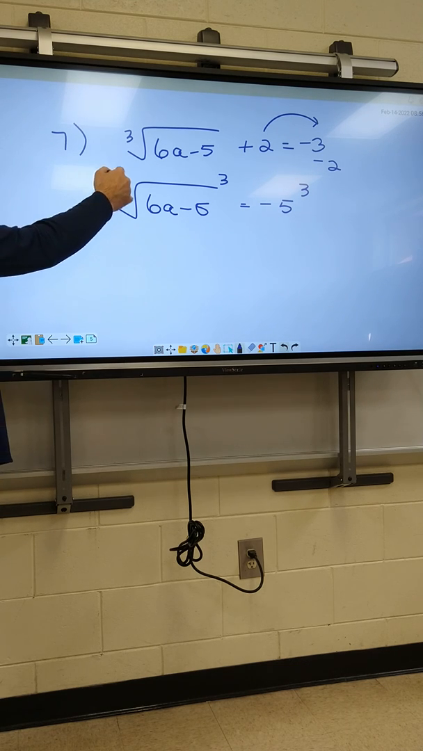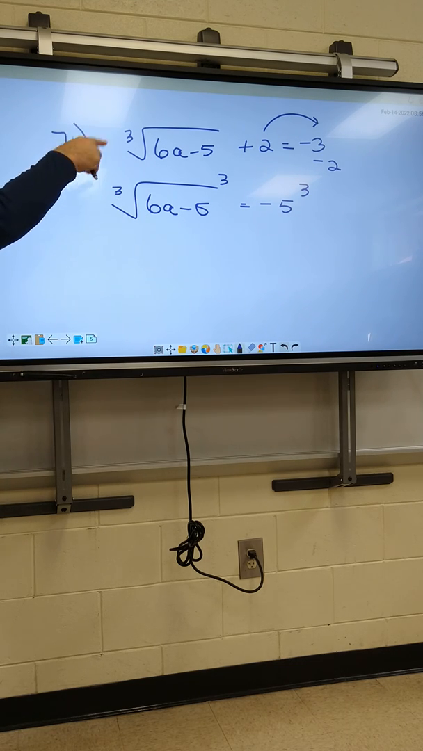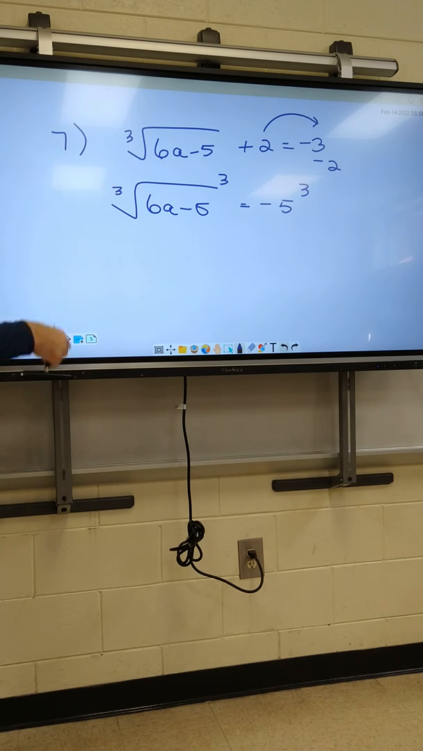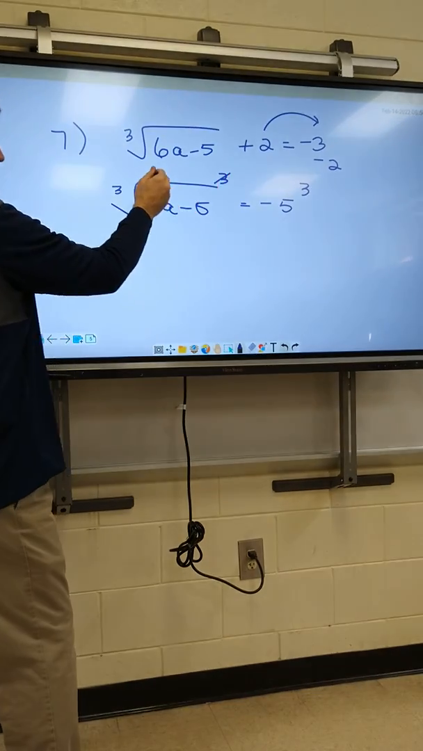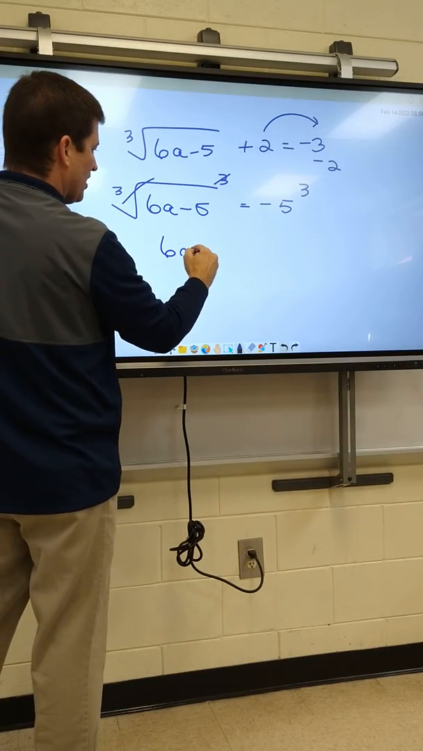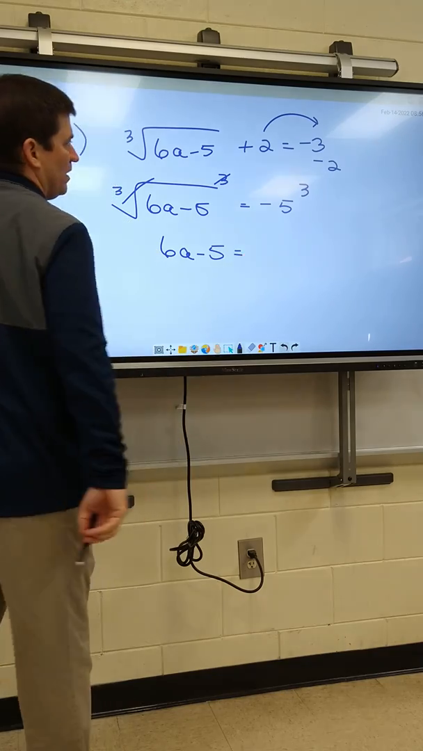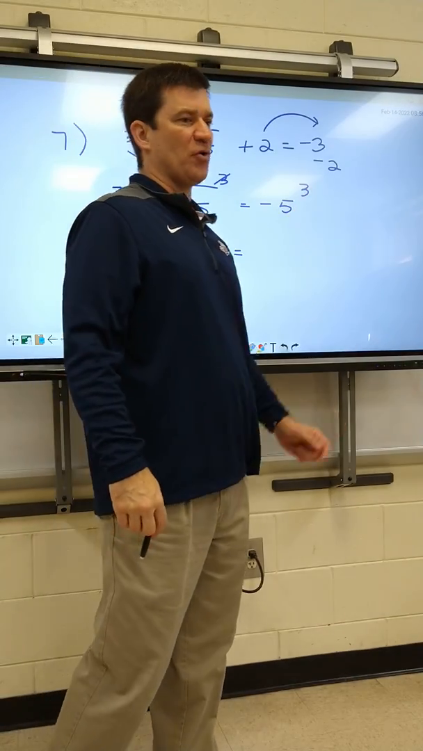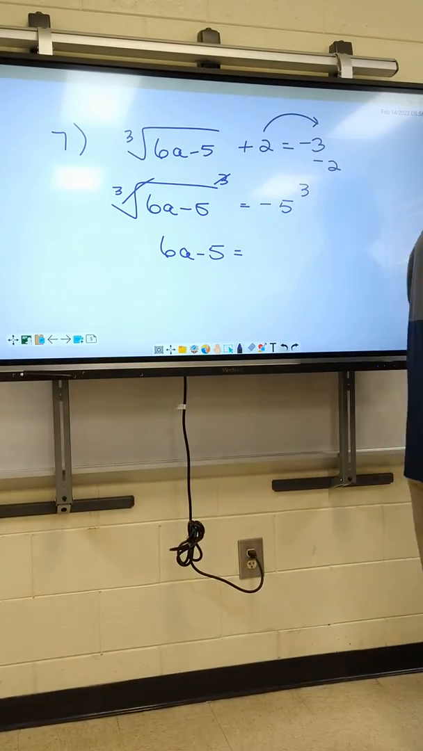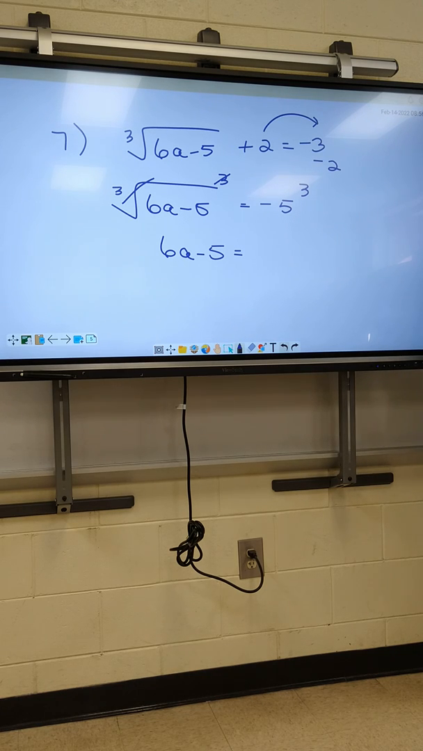What if that was a 4th root? Then you would do a 4th power on each side, and so on. So all that happens is the cube cancels out the cube root. You bring down 6a minus 5. What's negative 5 to the 3rd power? We need to put that in your calculators. Remember, your exponent button, negative 5, where is the exponent button?